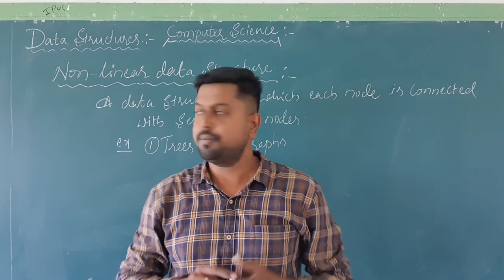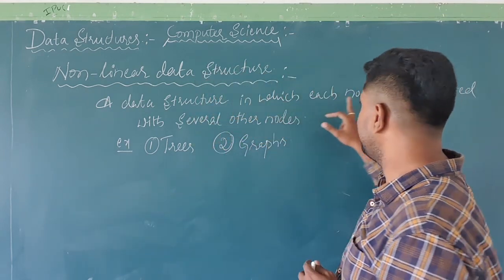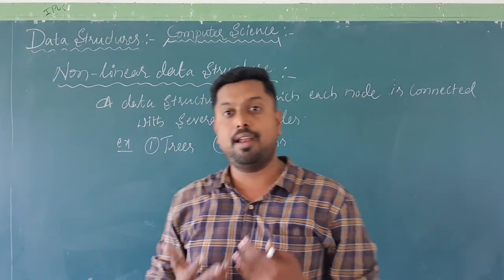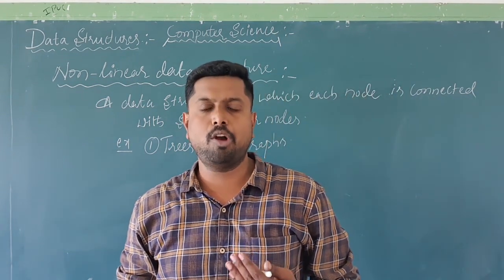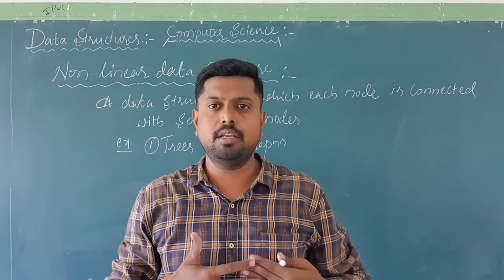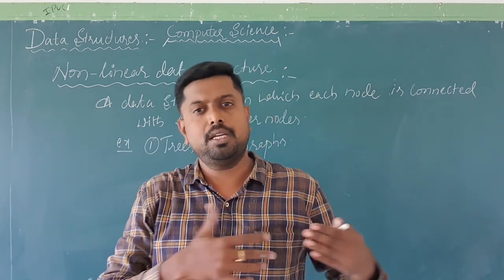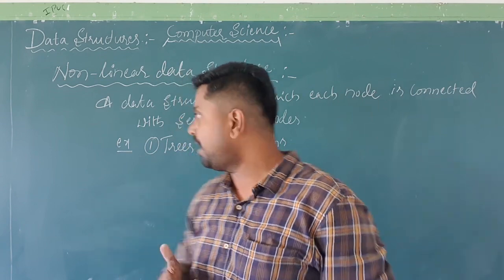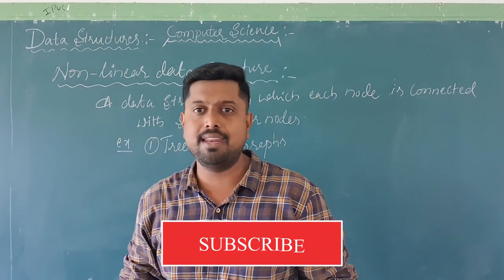According to the definition, it is a data structure in which each node is connected with several nodes. So that is what we call a non-linear data structure. Here there is no homogeneity, there are no continuous connections. The connection is there, but in a different manner. So that is what we call a non-linear data structure.